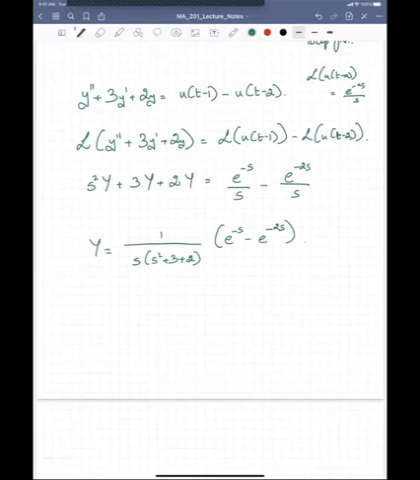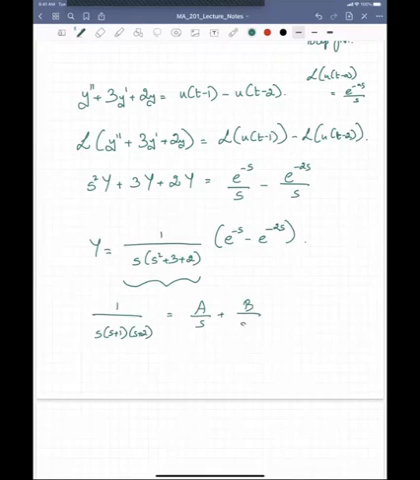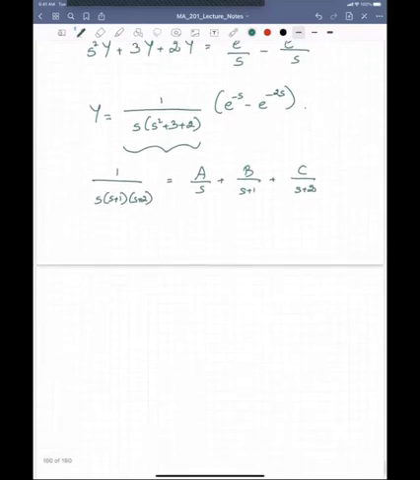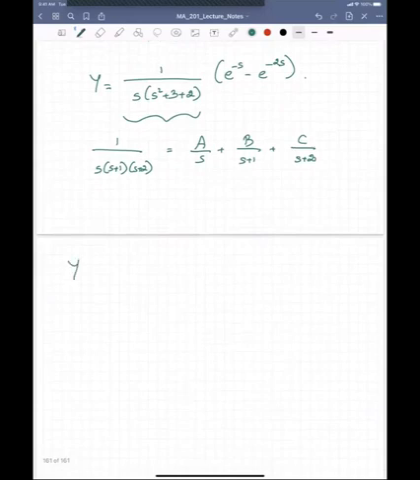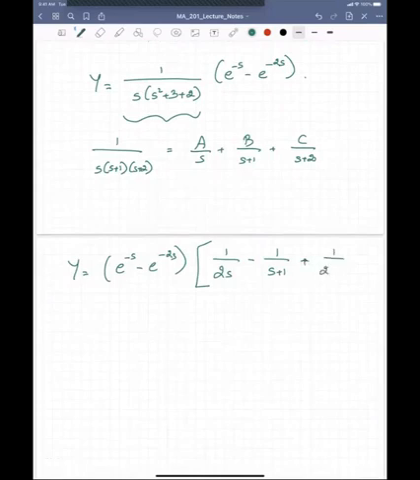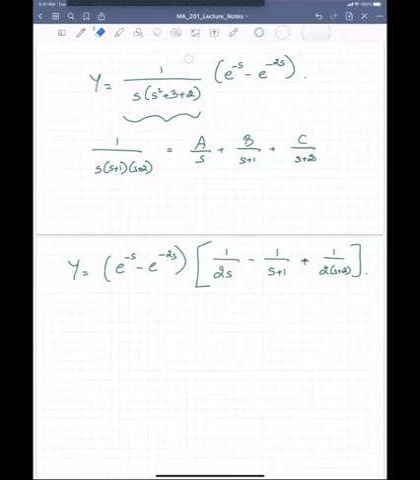Now, I'm guessing all of you know what partial fractions are. If you don't, please stop me. And you can write this guy as a series of partial fractions. So this is basically 1 over s times s plus 1 times s plus 2, right? So you can write this as a over s plus b over s plus 1 plus c over s plus 2. Okay, and write this as a series of easier fractions to deal with. And if you do this, you can write this capital Y as e to the minus s minus e to the minus 2s times the quantity 1 over 2s minus 1 over s plus 1 plus 1 over 2s plus 2. Okay, so I leave this to you to check that this indeed reproduces this function. Okay, all right.